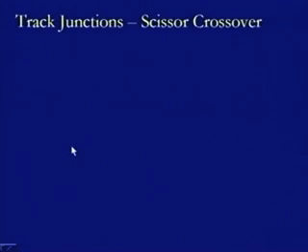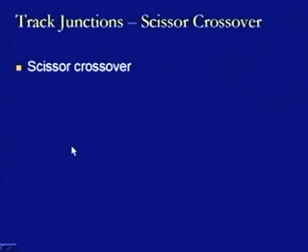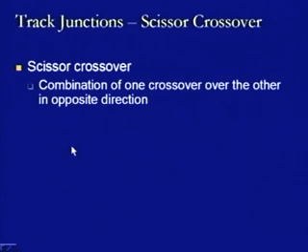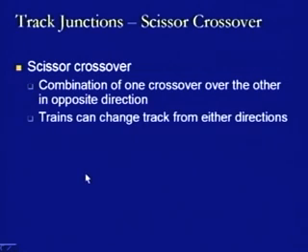Then there is a Scissor crossover. In the previous crossover, what we have seen is that the only one directional crossing was provided from one track to the other track, whereas this one is a combination of one crossover over the other in opposite direction. That is, if we are overlapping the 2 crossovers over each other and take them in opposite direction, then that type of a combination is known as Scissor crossover. The Scissor means it is the shape of a scissor which we use for cutting any of the object.